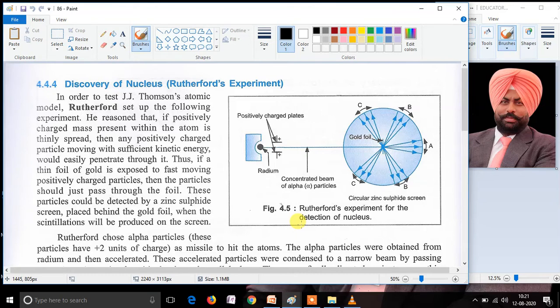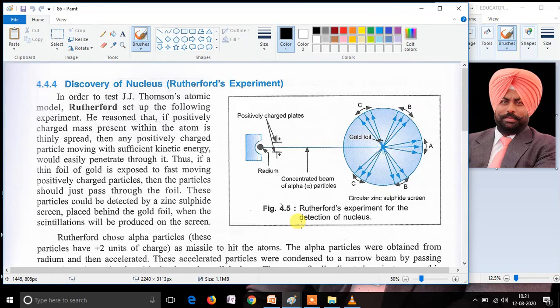In our previous videos, we have studied how the arrangement of electrons and protons was discovered by the scientist called J.J. Thomson. And the next scientist, Ernest Rutherford, also performed some experiments to justify the position of electrons and protons within the atom.